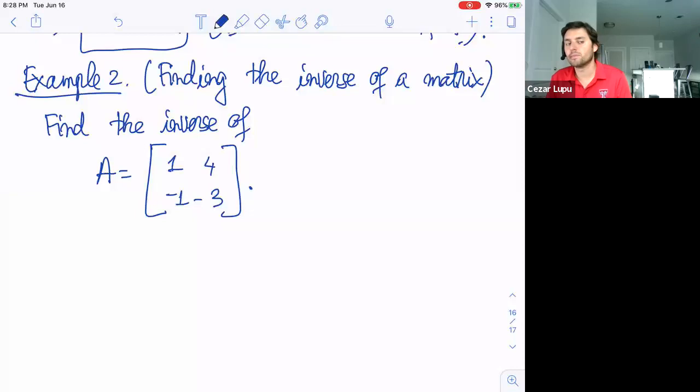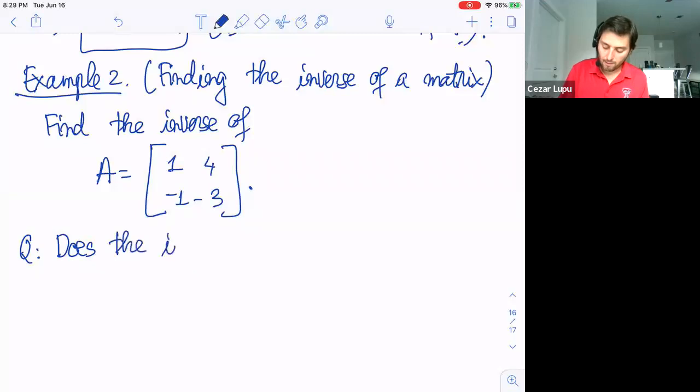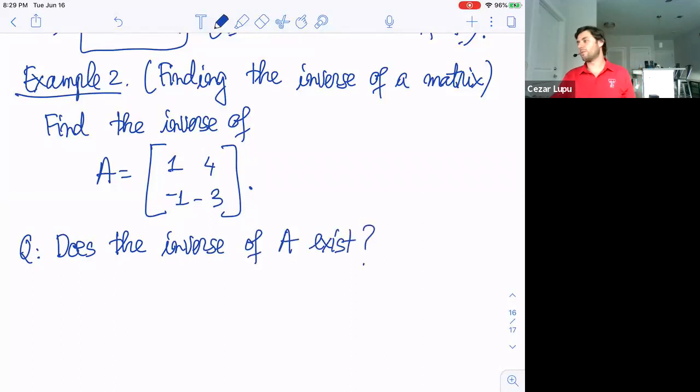What would be the problem that might appear in this? Well, the first question I need to answer is, does the inverse actually exist? You see, find the inverse of this matrix, but nobody can guarantee that this inverse actually exists. So the first question I need to answer: does the inverse of A exist? That is the question I want to answer first.